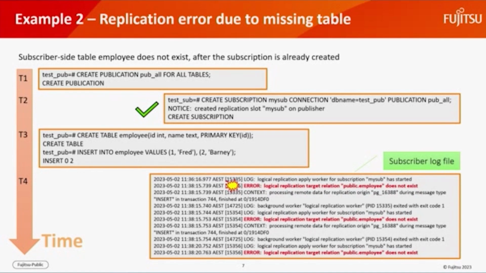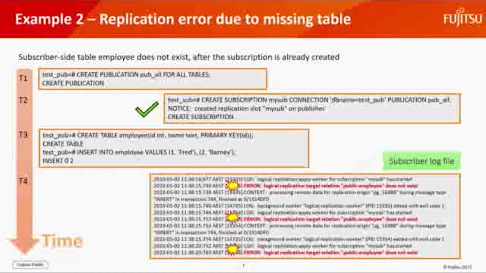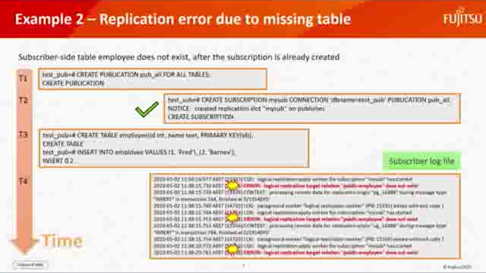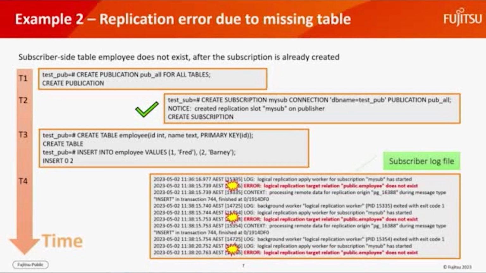Now when it does this, that apply worker will exit and a substitute apply worker will be launched in its place, and it'll try and pick up where the other one left off, so it'll also find that the table does not exist, and then another one will be launched to take that place, and it will have the same error, and we'll continue getting these errors until someone fixes this problem by creating that table or by just stopping the subscription or some such.